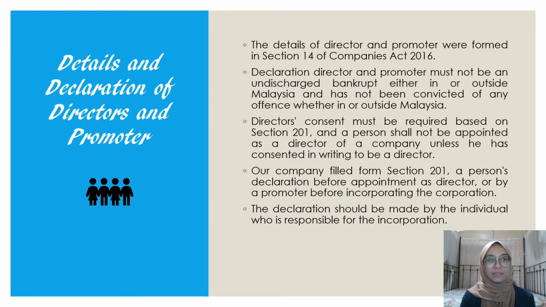The details and declaration of director and promoter. The details of director and promoter are formed in Section 14 of the Companies Act 2016. For the declaration, the director and promoter must not be an undischarged bankrupt either in or outside Malaysia, and they must not have been convicted of any offence, whether in Malaysia or outside Malaysia. That means the director and promoter must be clear from any offence or scandals. They also need to have a stable financial position.